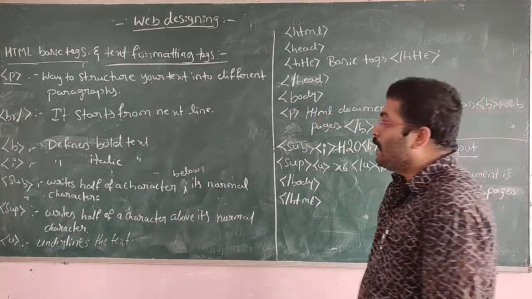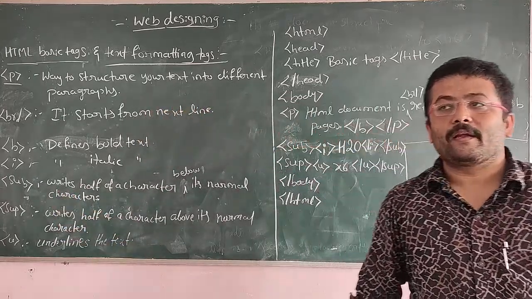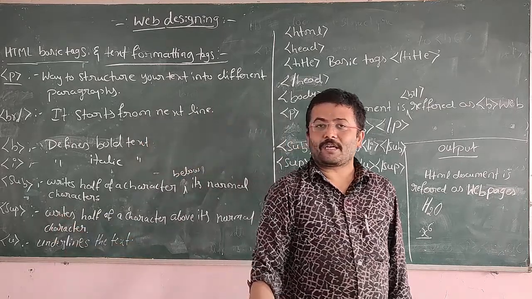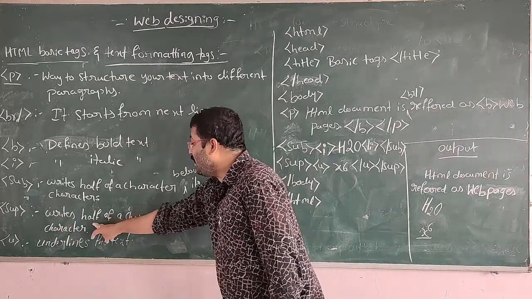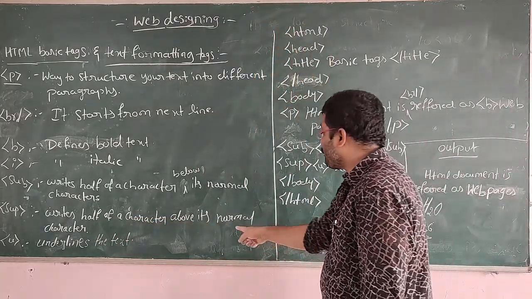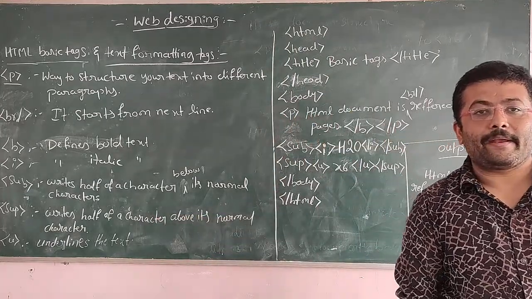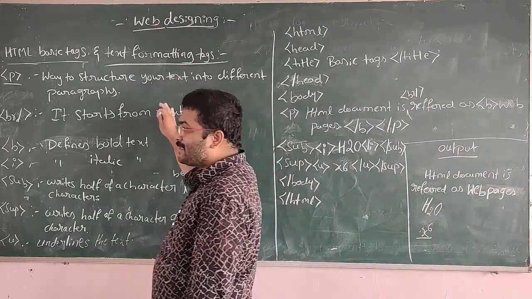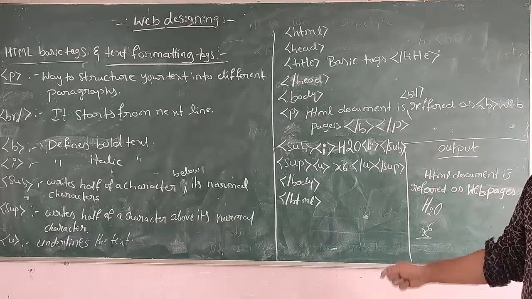That means it is used as a subscripted tag. So next is the superscript tag, that is the SUP tag. It writes half of a character above its normal character, and the last one is the underline tag, that is the U tag. So using these basic and text formatting tags, let us write a program.